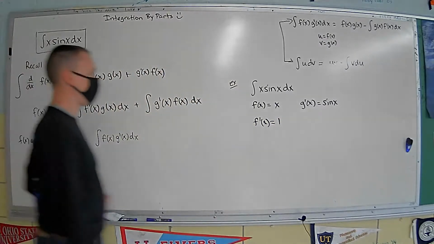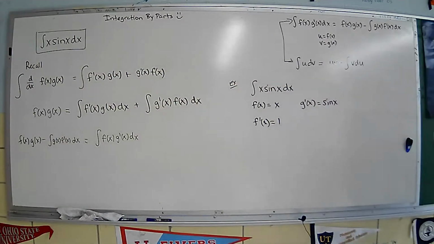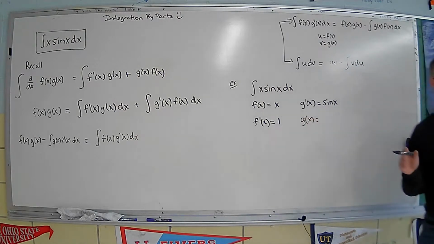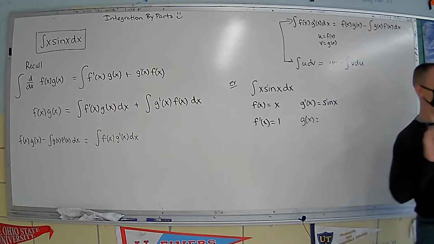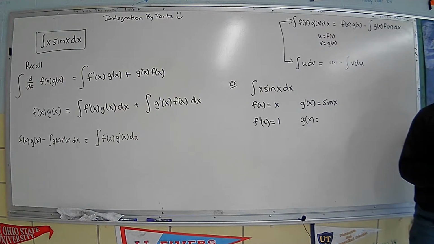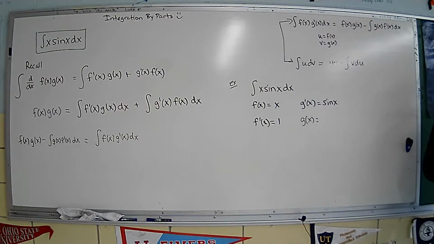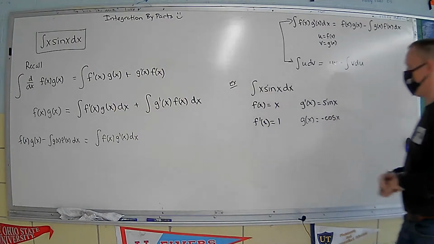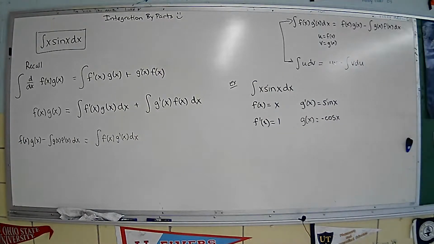You went the wrong way. Okay? It's easy to do. So, guys, I'll be honest, when you're doing integration by parts, you've got to make sure you know if you're differentiating or anti-differentiating. Okay? And if g prime is sine, what's g? Is it negative cosine or positive cosine? Negative. Negative cosine. Okay? So now I've got the four parts.